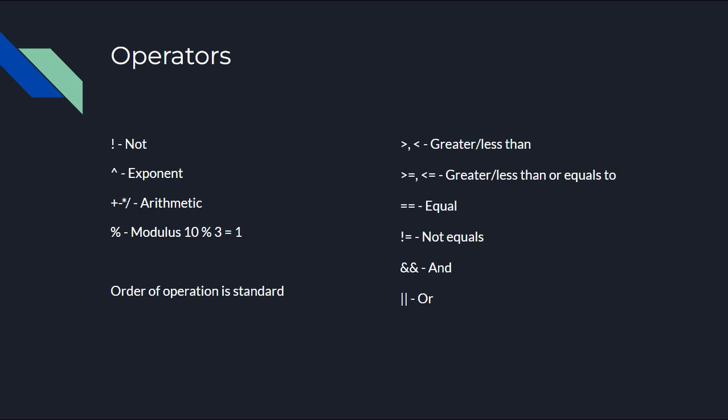So in the example 10 modulus 3, when 10 is divided by 3, you are given a remainder of 1, so this operator would return a 1. The order of operations is standard PEMDAS order of operations. So if you need a refresher on that, you can just look that up, but that should be something hopefully you're familiar with. On the right, we have these logical operators.